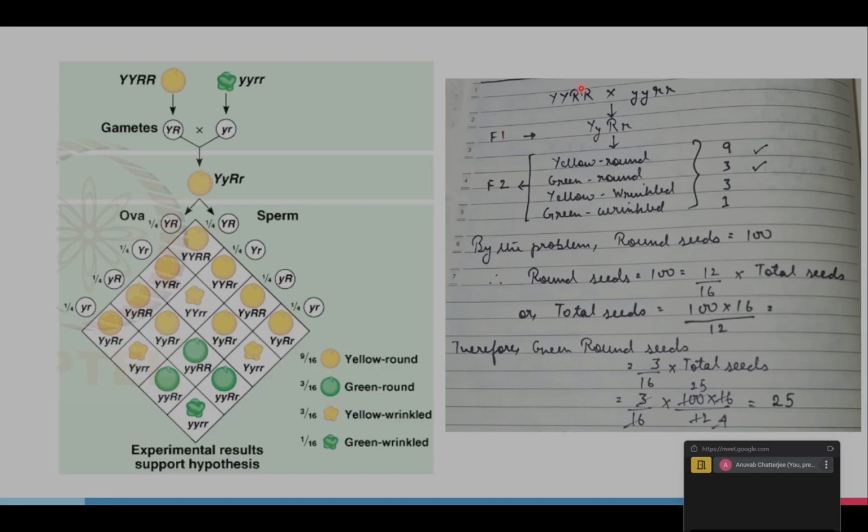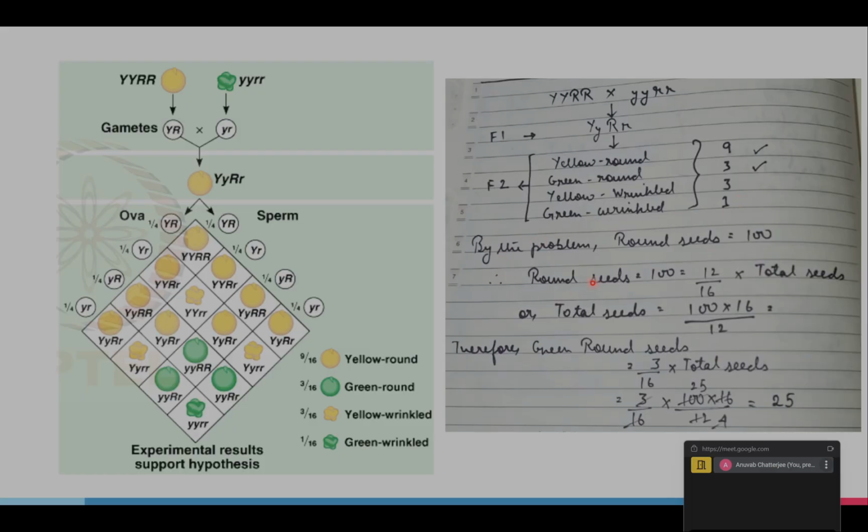So this is the parental generation. The F1 generation is going to be YyRr, and the F2 generation is going to have the following. In the parental generation you cross, you make a heterozygote in the F1 generation, and in F2 you self cross to get this huge Punnett square right here. As we see, the dominant phenotype is 9, the heterozygous ones have 3 and 3 each, and the green wrinkled, so this is the ratio, is only 1 out of the entire 16.